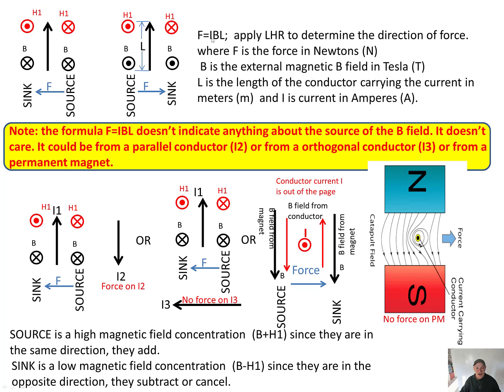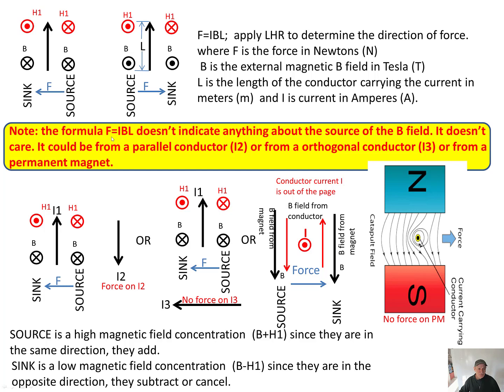So force equals I, current, times the B field times the length. The length is the length of the current carrying conductor. Apply the left-hand rule to determine the direction of force, where F is the force in newtons, B is the external magnetic field in Tesla, T, L is the length of the conductor carrying the current in meters, and I is the current in amperes, A.